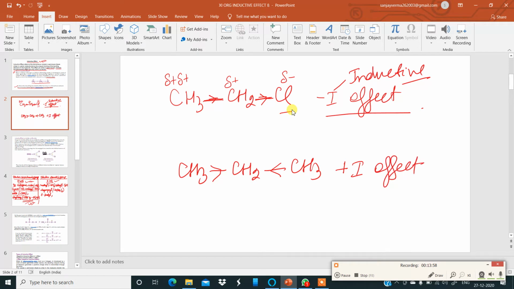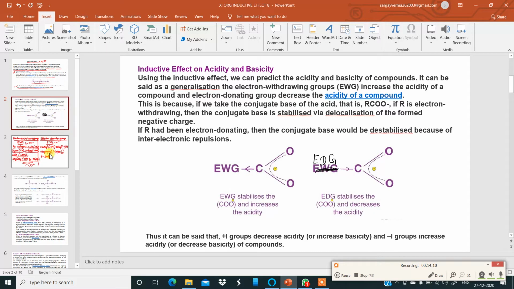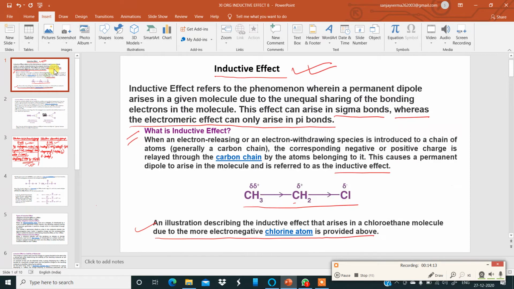Okay. So here there are two types of effects happening. One is minus I effect. Another one is plus I effect. Okay. Now let us move to the main topic of this chapter and then have a clearer picture and proceed further. As I have already explained regarding the inductive effect, it is an electron releasing or an electron withdrawing species which is causing the shifting of shared electron pairs to either side, causing two types of effects.